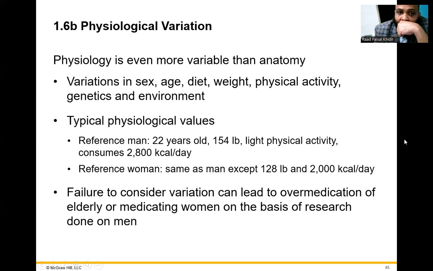So the reference man we're looking at is a 22-year-old, 154 pounds, light physical activity, that consumes 2,800 kilocalories.